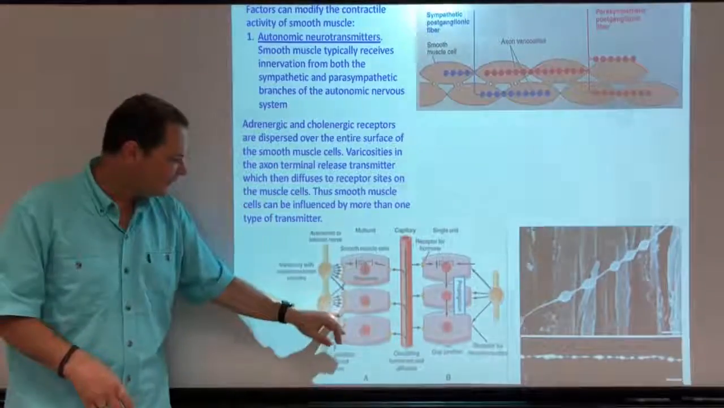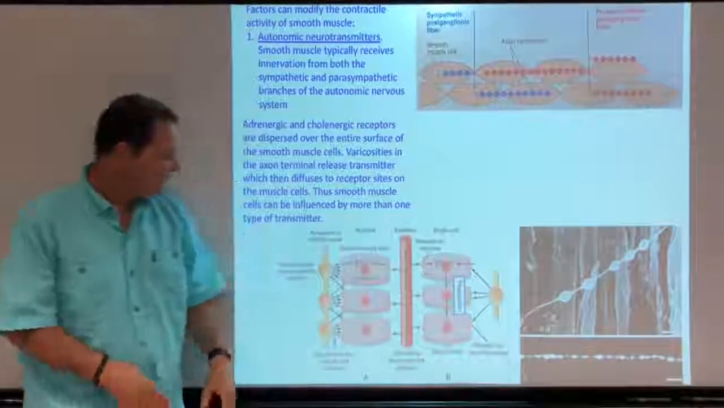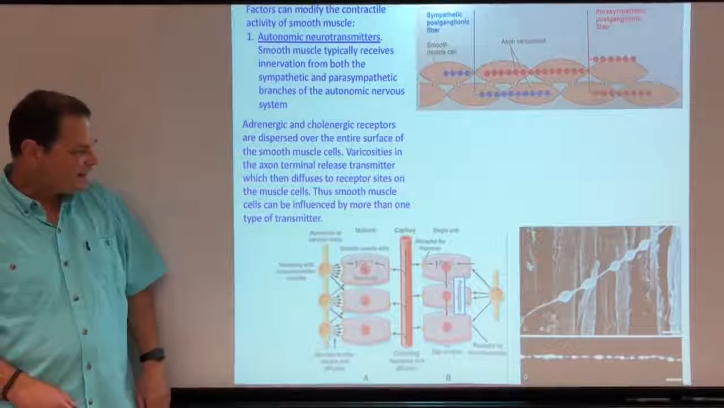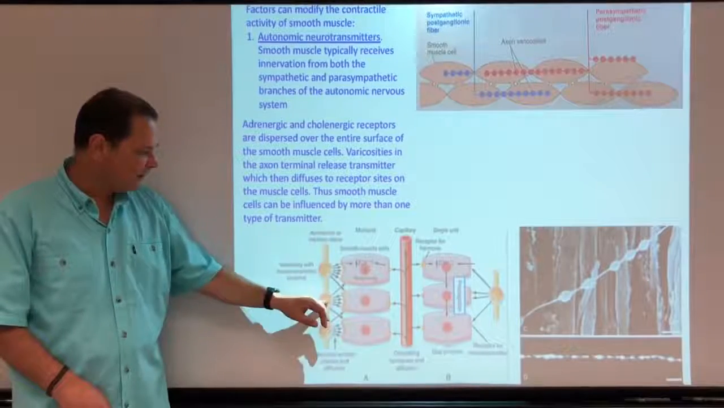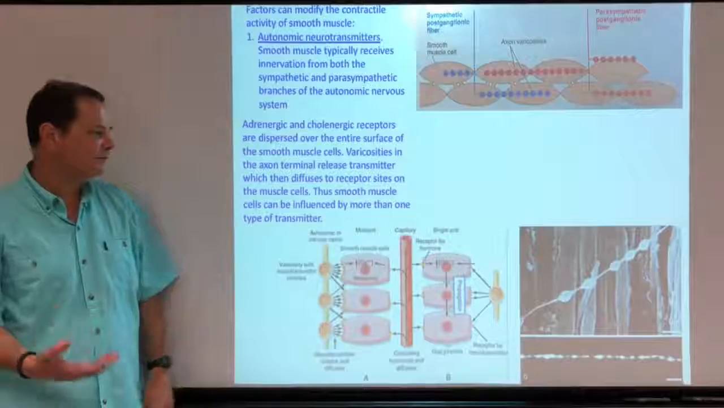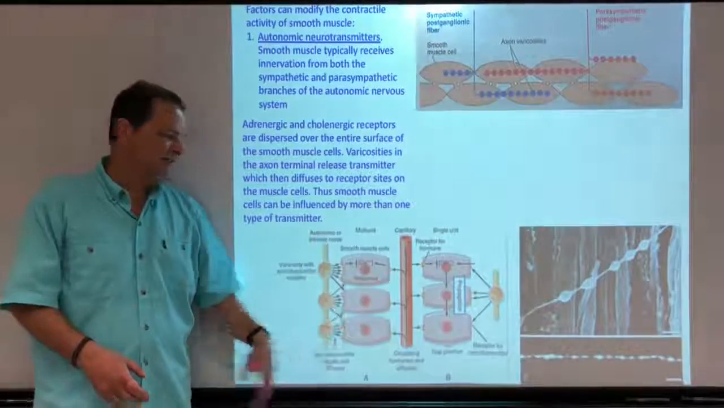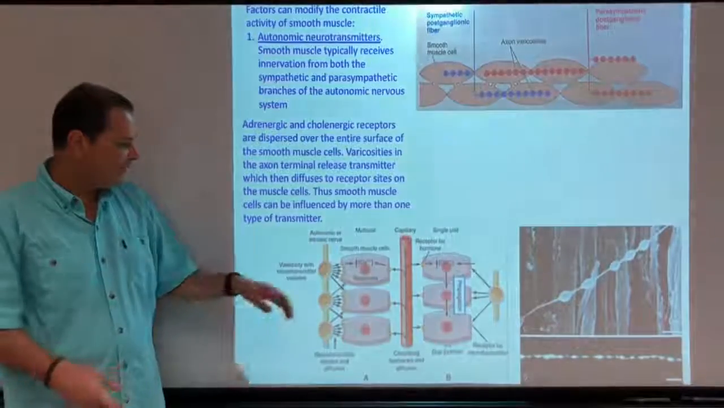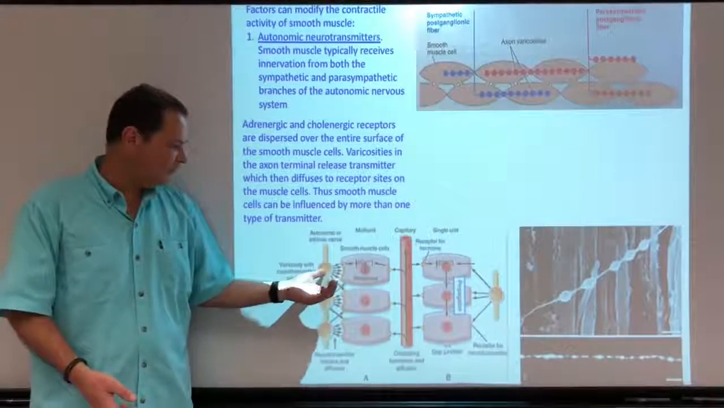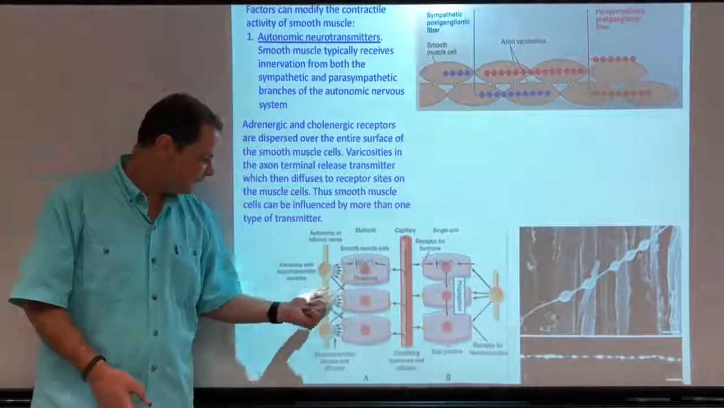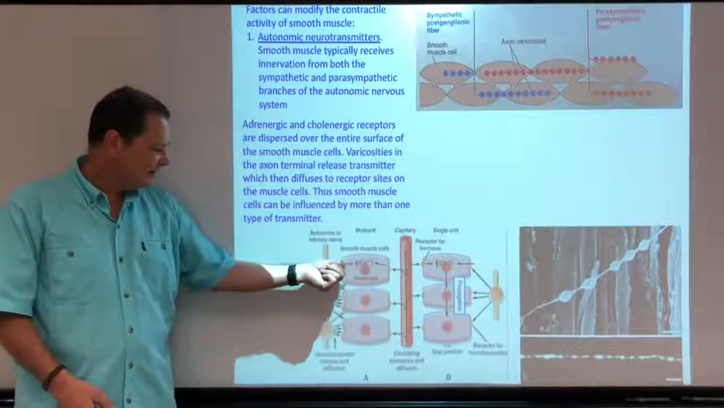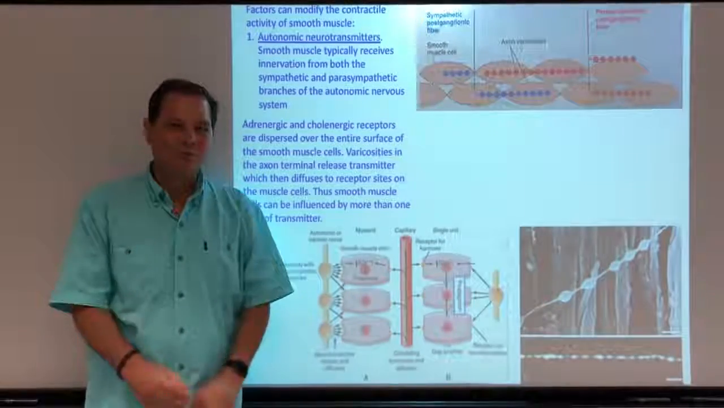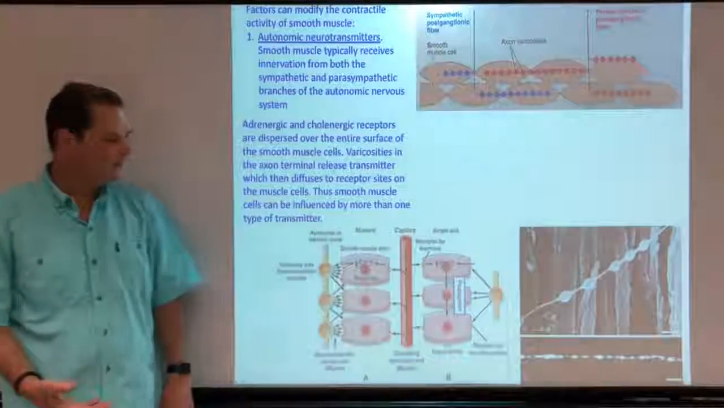Okay, so you have receptors everywhere in the cells here, and you have diffusion of this neurotransmitter from these release terminals all along the smooth muscle membrane, where it'll bind to receptors and cause a response. Okay, so your norepinephrine, your acetylcholine released from these varicosities, binding all over the surface of smooth muscle. And by the way, this is what happens in cardiac muscle as well.